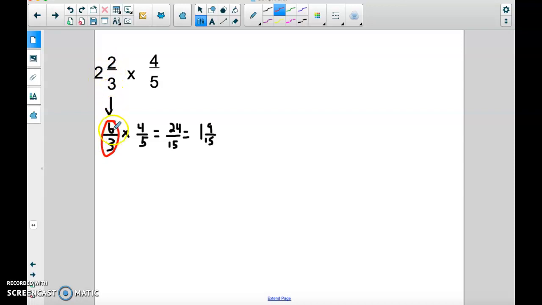We need 2 2/3. This 6/3, that's equal to the 2 wholes, but we need to tack on the 2 extra thirds. So this should say 8/3 times 4/5, and you end up with 32/15, which would be equal to 2 wholes and 2/15.